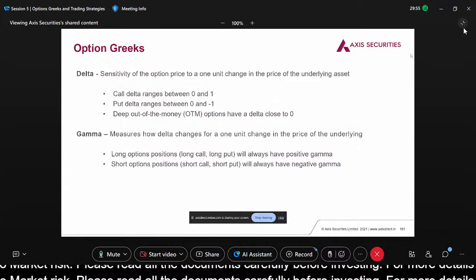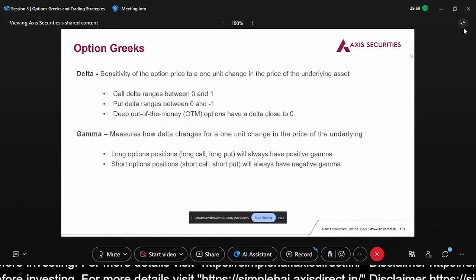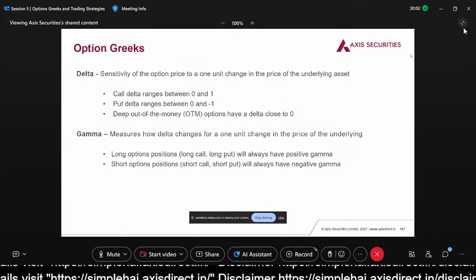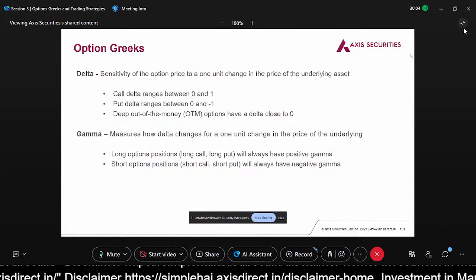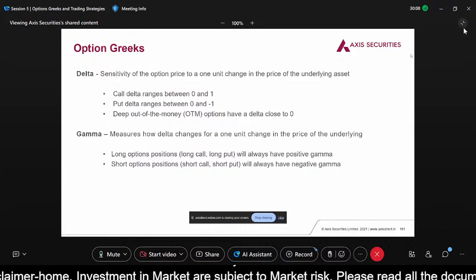Theoretically, on paper it can happen. As Siddharth just mentioned, it can be 0.8 or 0.9, where there is a 90% chance that it will end in the money, or an 80% chance it will end in the money, but there is no 100% chance that it will end in the money.